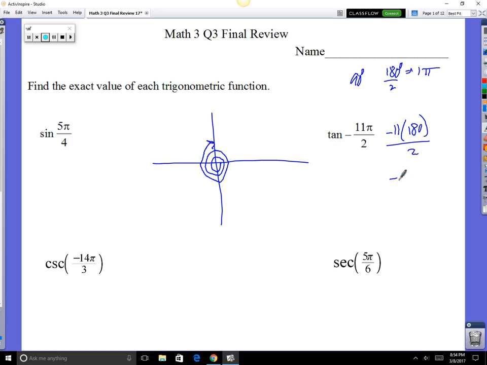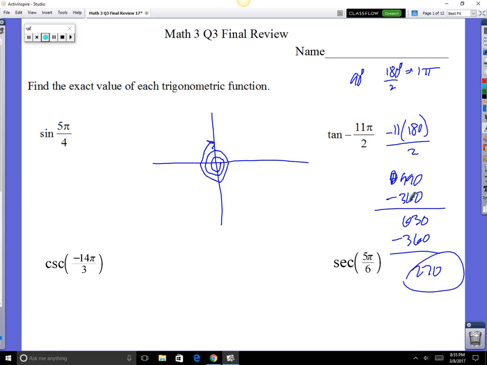That is a negative 990, and I'm going to minus 360. The negative just means direction. I'm going to go clockwise. So I'm going to just do 990, take away 360, and that leaves me with 630. Take away another 360, that is 270.